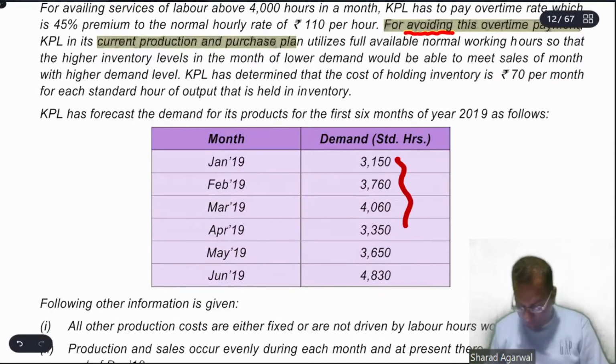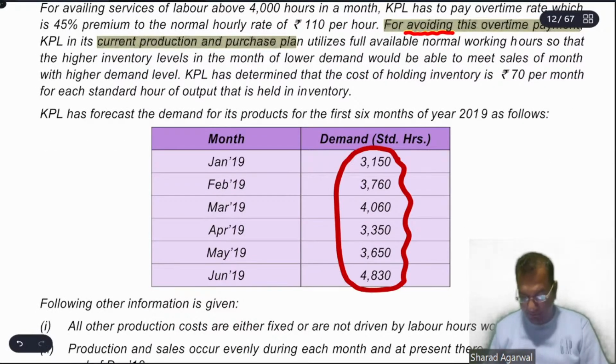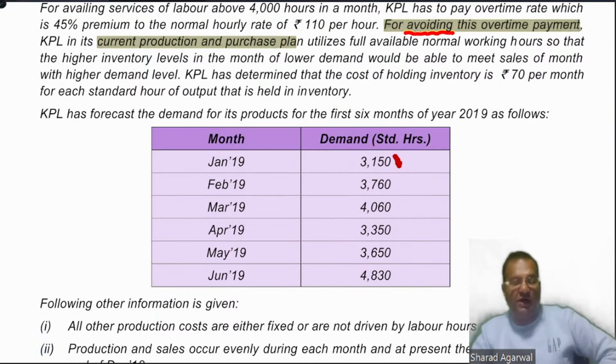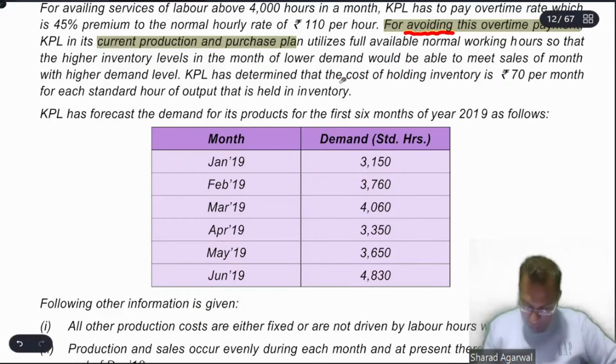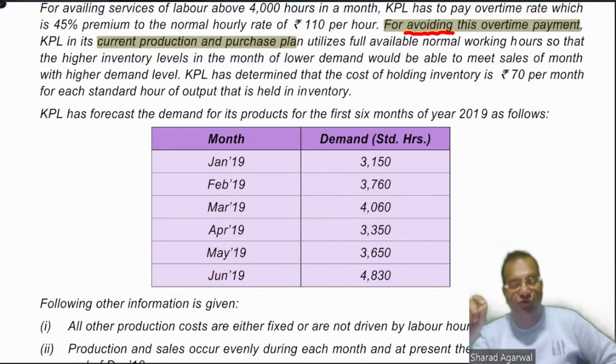Have a total of all this, beta. Take the total of all these. How much is it coming to? Take the total from 3,150 to 4,830. It comes out to 24,000 units, right? Every month you are making 4,000 units in non-JIT. So 4,000 into 6, that is 24,000. So this whole data matches.